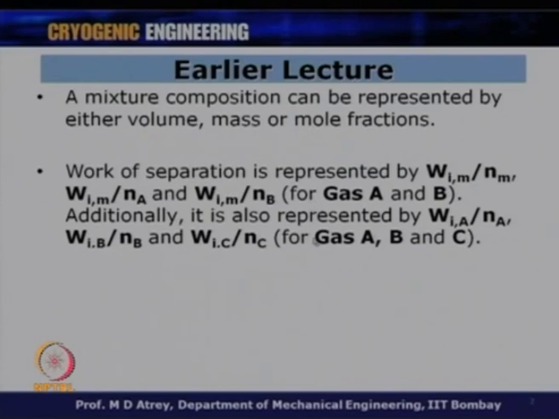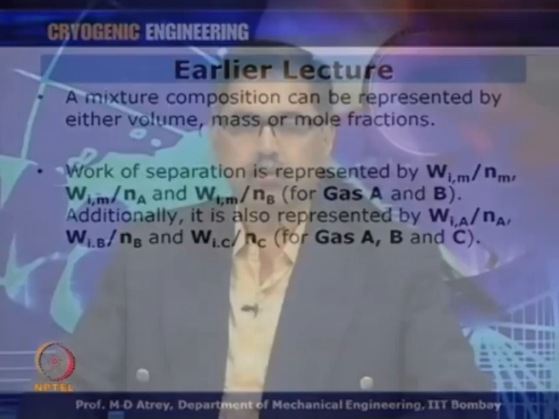So, there are two possibilities, three component mixture possibilities. There could be n number of components in a mixture. These n number of components can all be separated at one time, or only one component can be separated out of these n components, and the work of separation of this one component from the mixture is different from the work of separation of all the components of the mixture at the same time. This is what we have seen last time. We also solved some tutorial problems to understand the values associated with this.